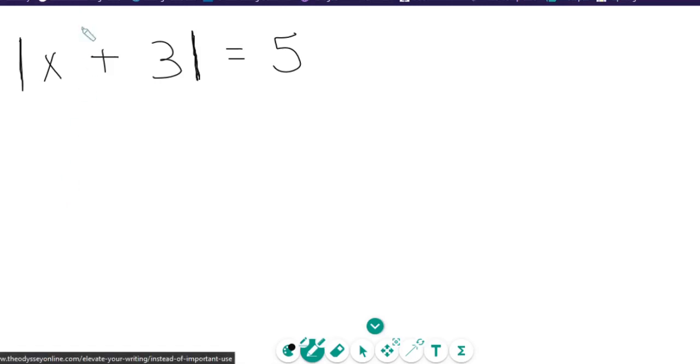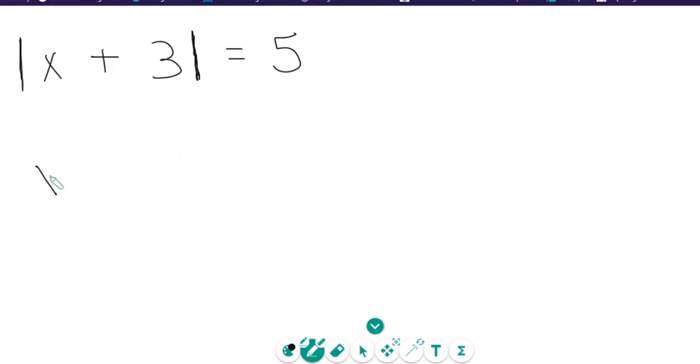So we have the absolute value of x plus 3 equals 5. What this means is there's going to be two equations. There's going to be two equations. One, the answer is going to be positive, and the other one, the answer is going to be negative. Let's do the positive one first.